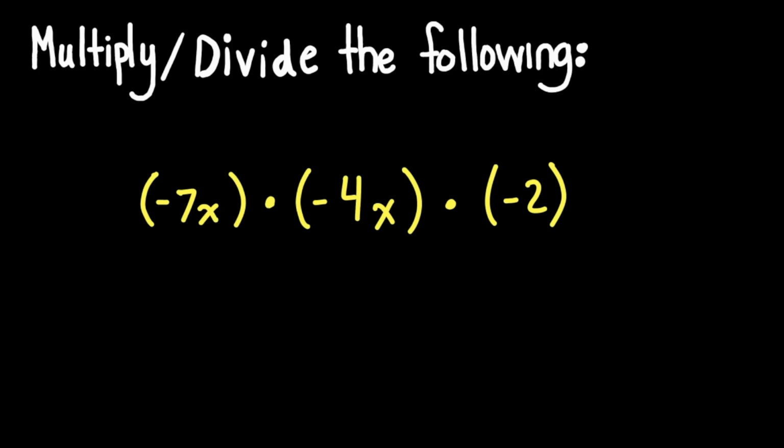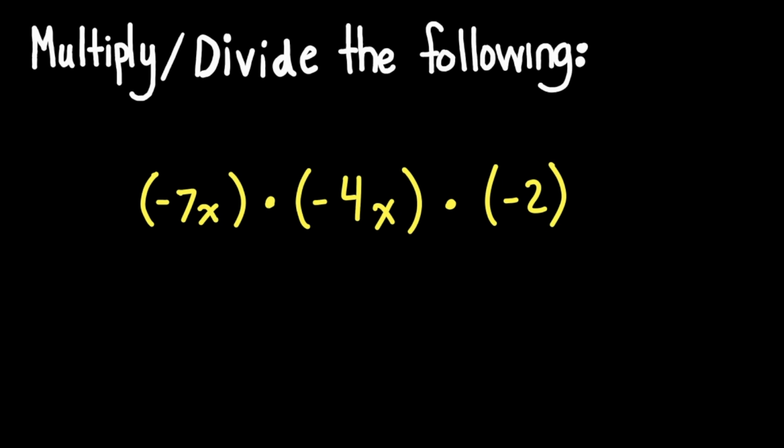And then also, when you're faced with a longer problem involving the multiplication and division of positives and negatives, make sure you work the problem carefully from left to right. So in this case, we're going to deal with negative 7x and negative 4x first. Since a negative times a negative will always yield a positive, negative 7x times negative 4x is going to equal positive 28x.